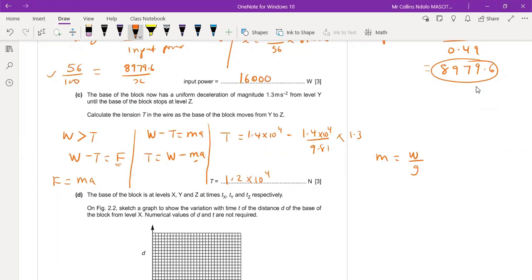Remember, I mentioned earlier that acceleration is negative 1.3 because it is decelerating. Now this negative just shows the direction of the resultant force.